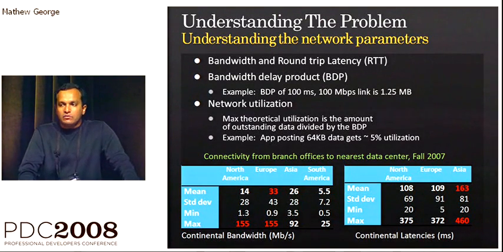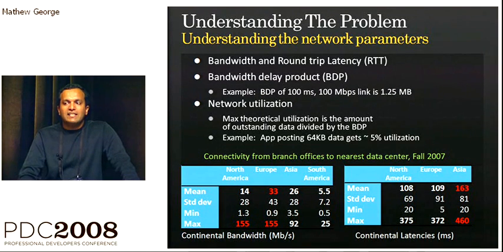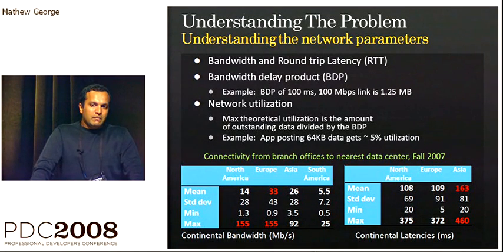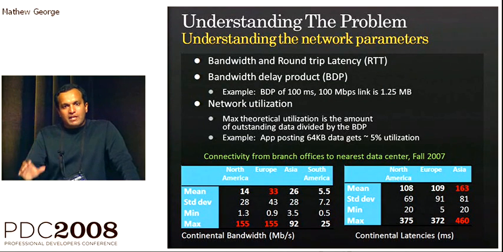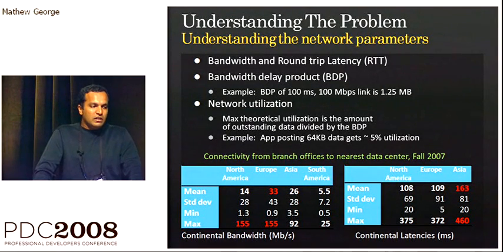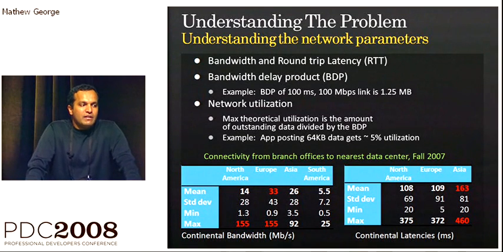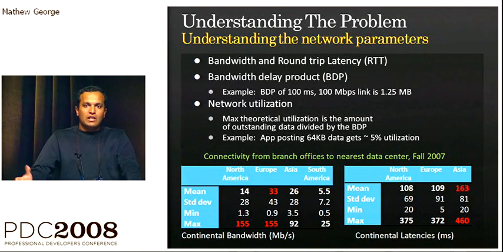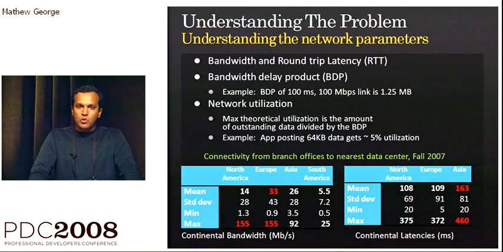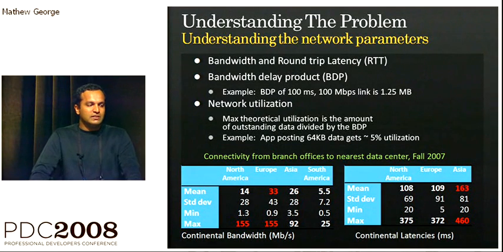is what you want to maximize when you're talking about throughput-oriented applications. You want to maximally utilize the network. Now, if you have the bandwidth delay product and you know that your application posts a certain amount of data, the maximum theoretical utilization you can get is basically the amount of outstanding data divided by the bandwidth delay product. As an example, for the above network, where you have a bandwidth delay product of 1.25 megabytes, if your application posts just 64 kilobytes of data on the network, you're going to get at most 5% utilization of the network. So it's something to be aware of.